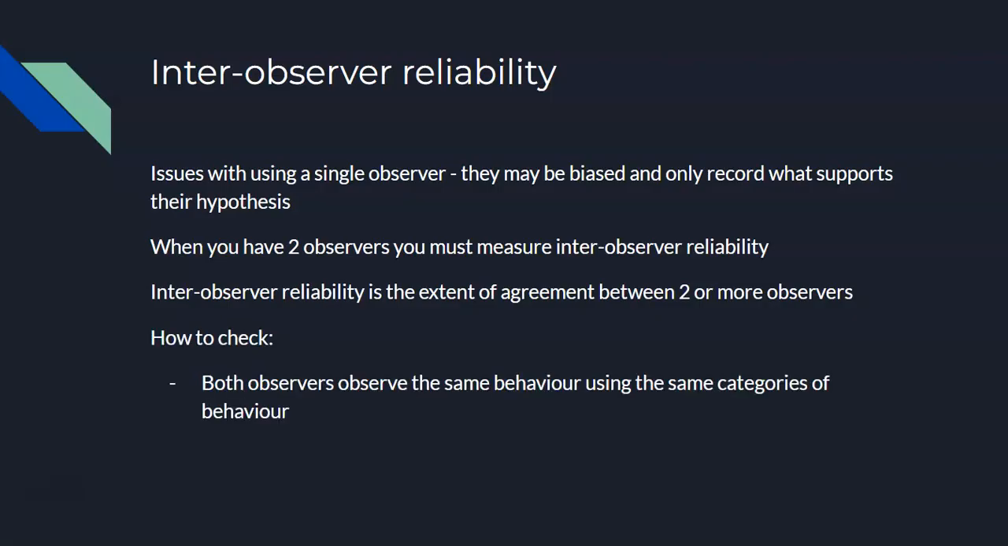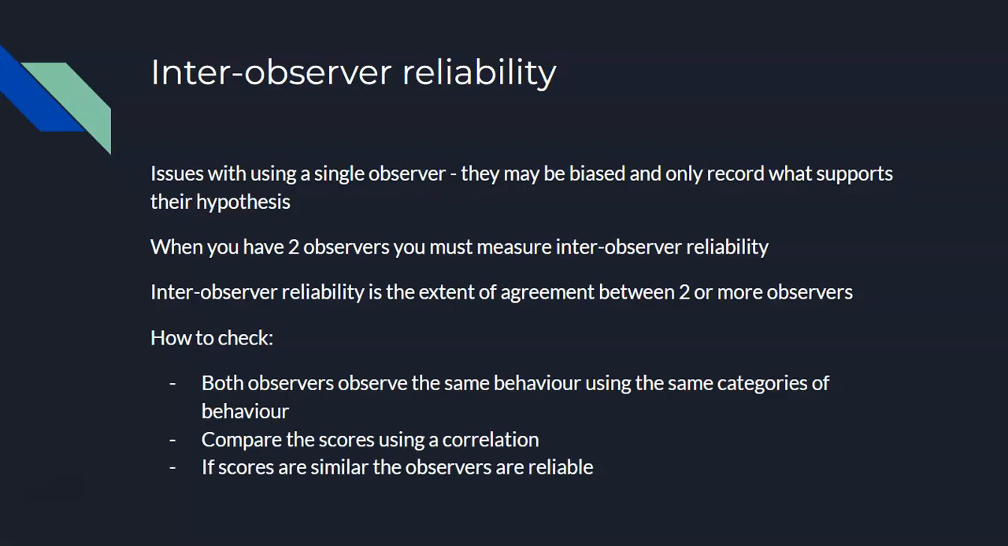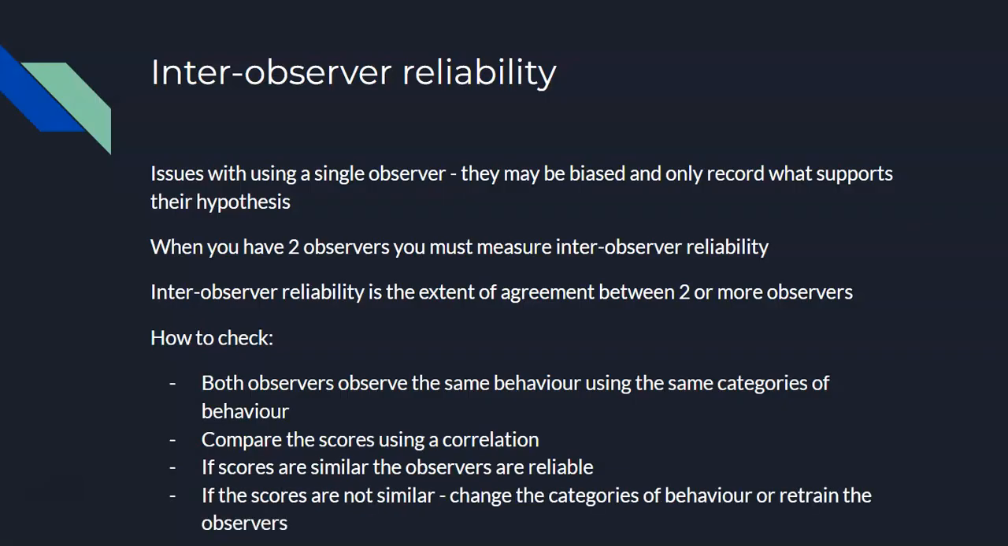So how would we do that? Well, we'd get both observers to observe the exact same behaviour using the exact same categories of behaviour. And they'd have to do this independently of each other. So they're not copying each other's answers. Then we'll compare their scores using a correlation. And if their scores are similar, the observers are reliable. And if their scores aren't similar, then something's got to change. We either retrain the observers how to use those behavioural categories, or we change the categories of behaviour because maybe they're not clear enough.